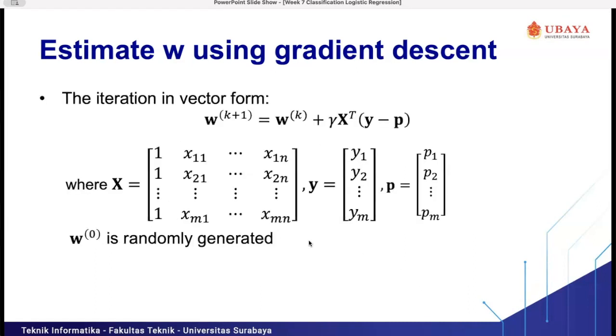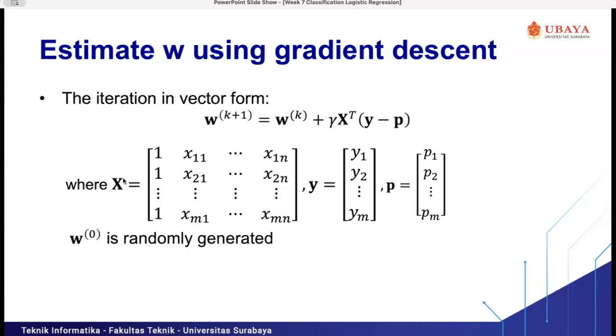So this is the iteration in vector form, because we will implement the gradient descent by using NumPy variables, so it will be easier for us to show this equation in vector form. This is the vector form of the previous formula.